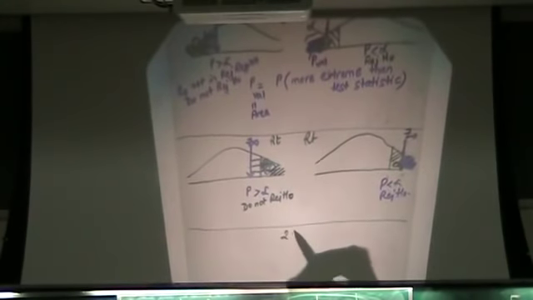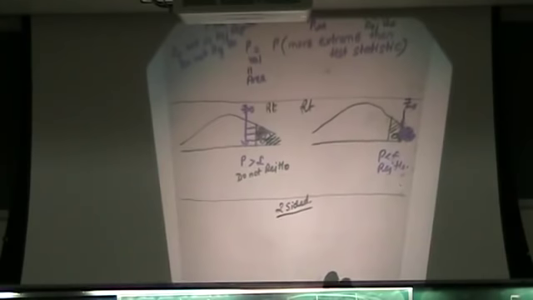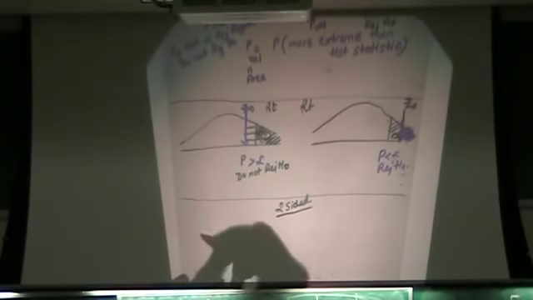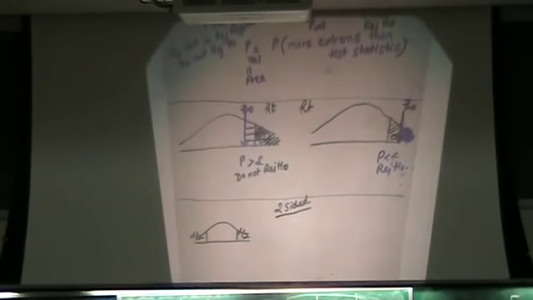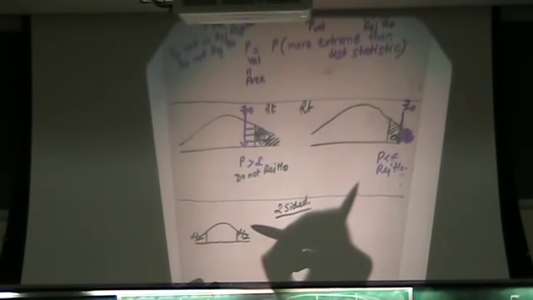Two-sided test. You first have to see which region you landed up in, okay? So let's say you have a two-sided test. This is alpha over 2 and this is alpha over 2. You split your alpha, we know that. And let's say that you land up in here.